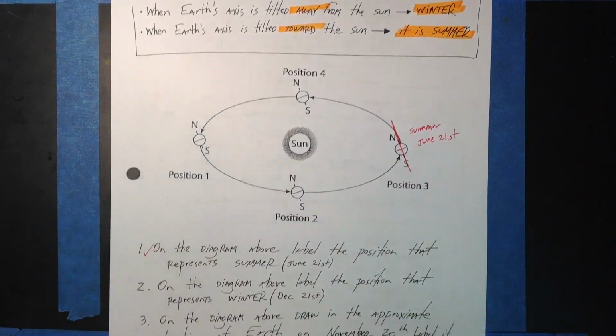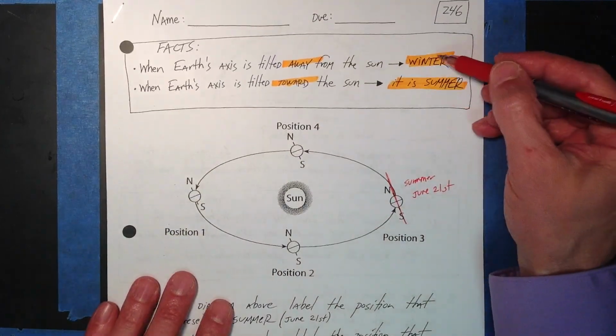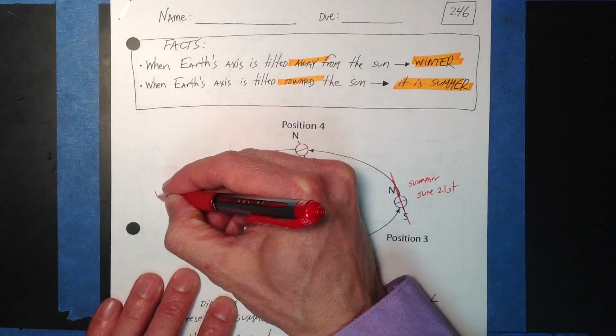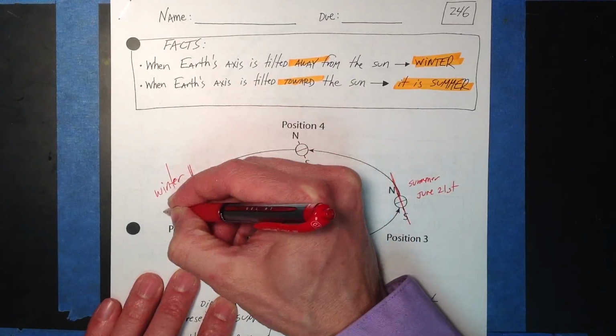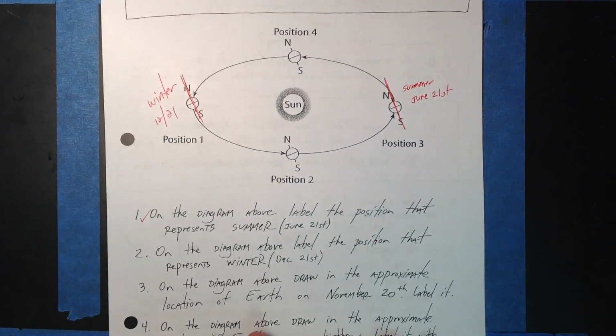That's the first one. Number 2, on the diagram above, label the position that represents winter, December 21st, and winter tilted away from the sun. This right here, we say the North Pole is tilted away. This is winter, 12/21, December 21st.